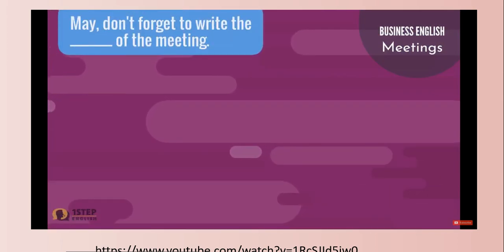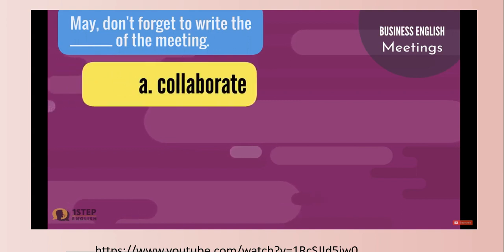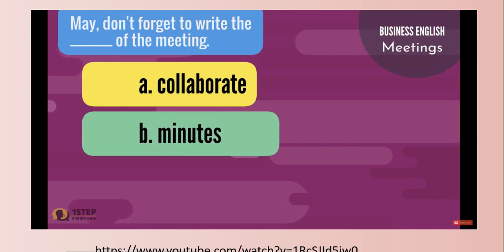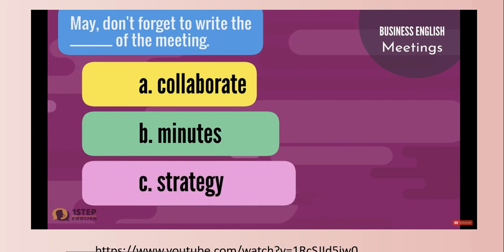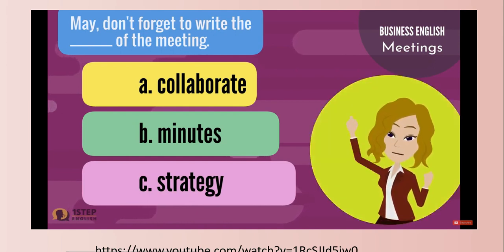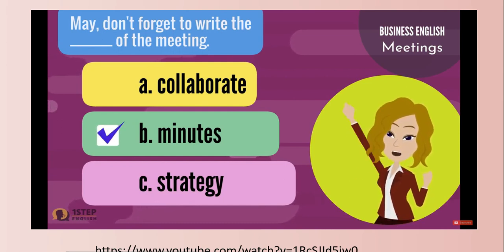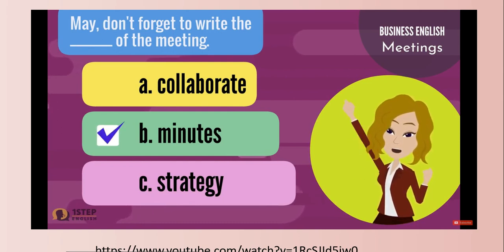May, don't forget to write the blank of the meeting. Letter A. Collaborate. Letter B. Minutes. Letter C. Strategy. The correct answer is letter B. Minutes. May, don't forget to write the minutes of the meeting.